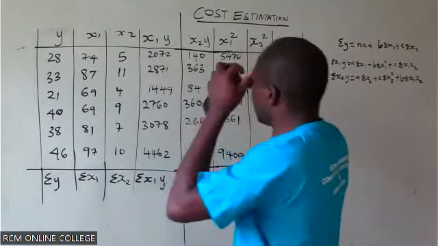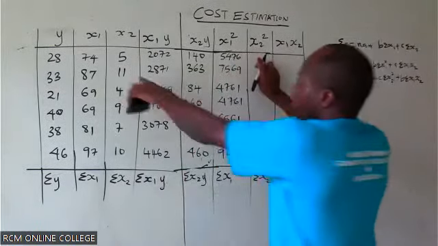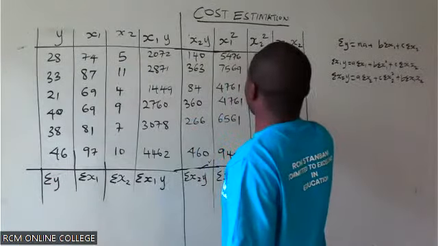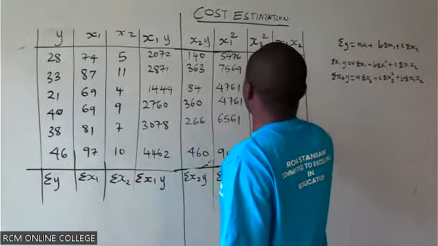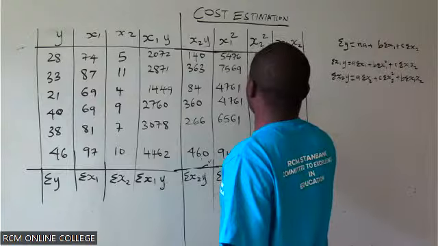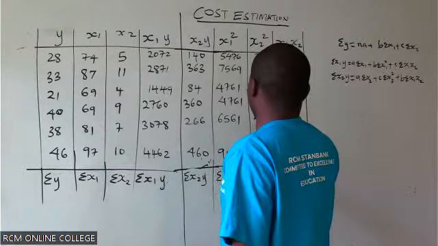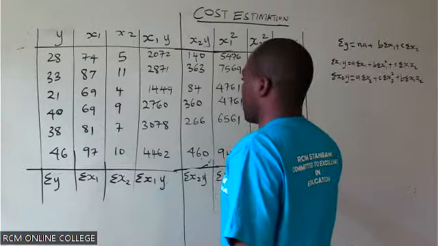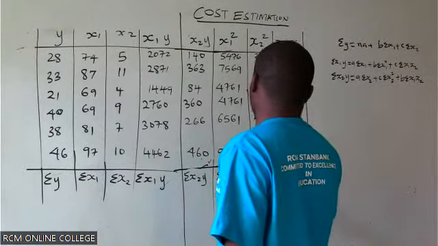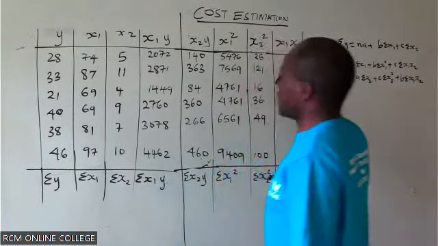Great. Let's come to x2 squared. So x2 is this one here. 5 squared is 25. 11 squared, 121. 4 squared, 16. 9 squared, 36. 7 squared, 49. And then 10 squared is 100. Let's come to this one here.